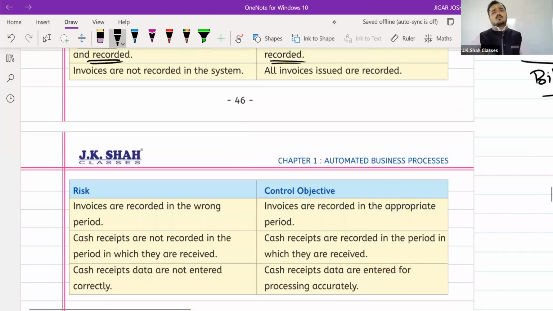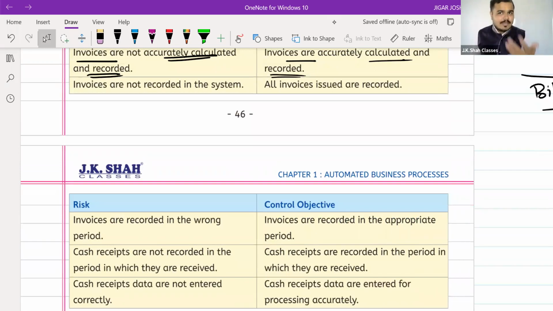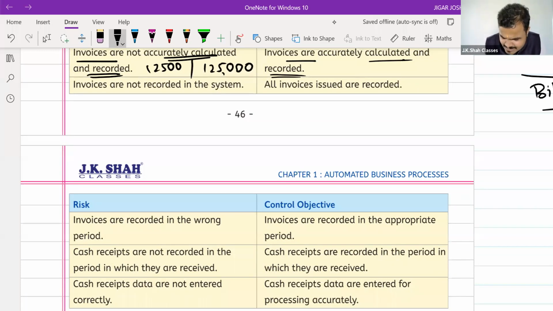Further, my dear child, there could be a possibility of recording the invoice with the wrong amount. Suppose 12,500 was the price and you record 1,25,000. Sir, one zero added, paid in cash. Hey, try to understand, it's a big difference. Suppose, my dear child, invoices are not recorded in the system at all. An invoice was skipped, two pages were stuck together, so we forgot to record that sale in our books of accounts. Is it a risk? Yes, sir.